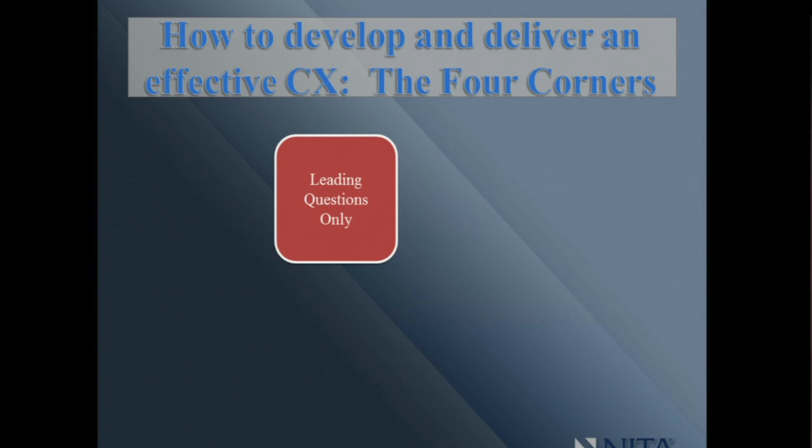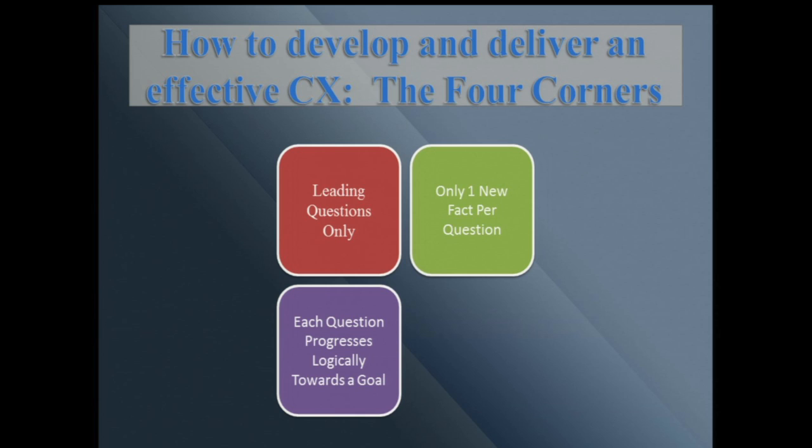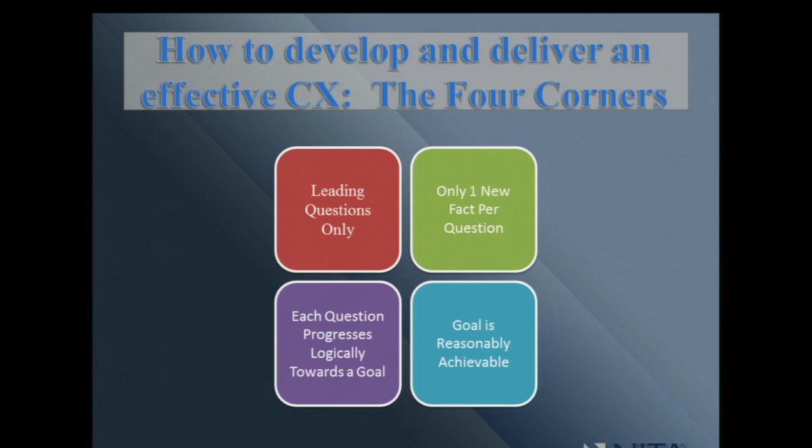Well, the first corner is leading questions only. The second corner, only one new fact per question. That third corner, each question must progress logically towards some goal. And that fourth corner is your goal must be reasonably achievable.